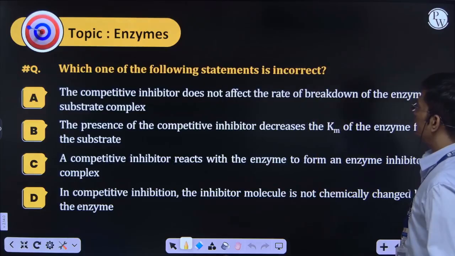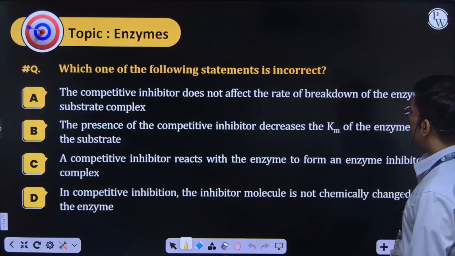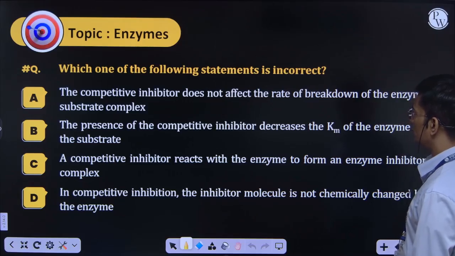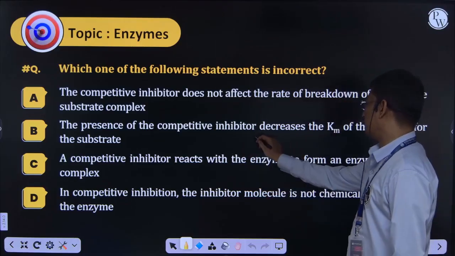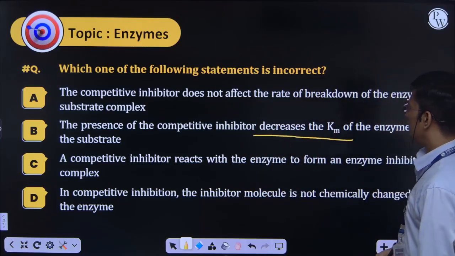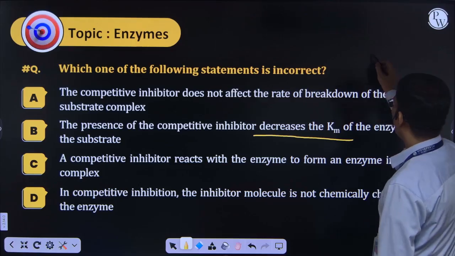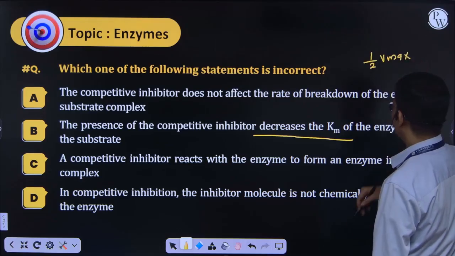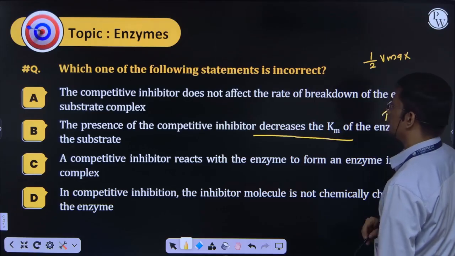Which of the following statements is incorrect? The competitive inhibitor does not affect the rate of breakdown of enzyme substrate complex. That will affect. Presence of competitive inhibitor decreases the Km value. If the competitive inhibitor is there, more substrate has to be added to reach half Vmax. So Km value will increase, not decrease.